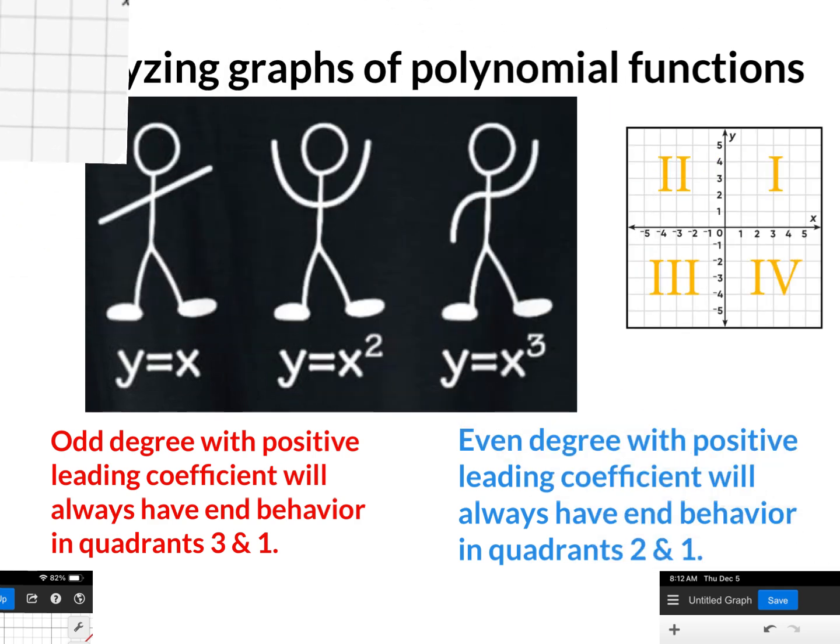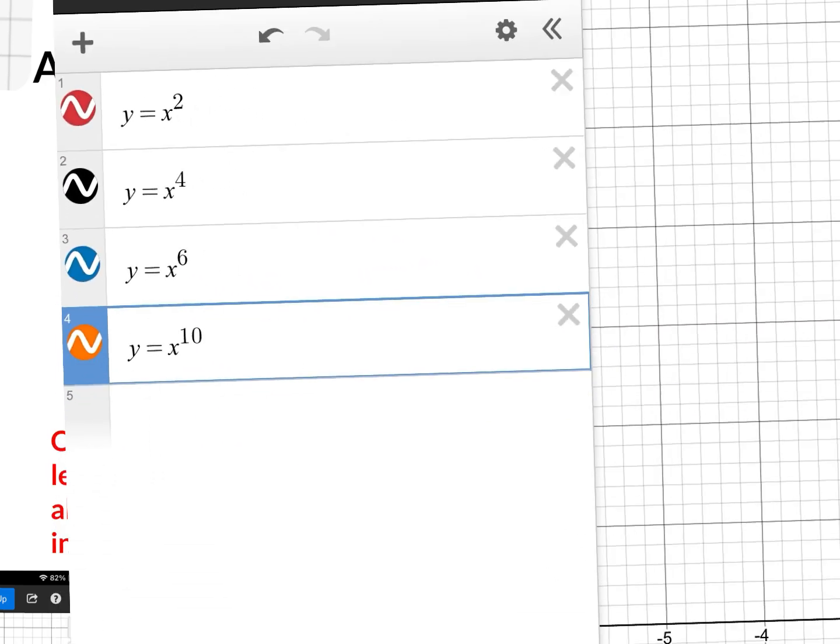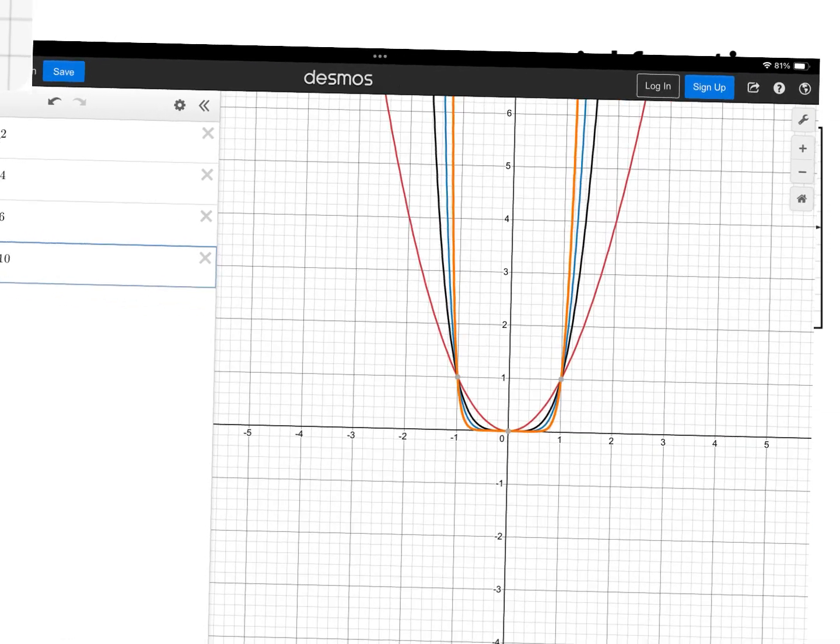Okay, so even degree functions with positive leading coefficients will always have that end behavior in quadrants 2 and 1, okay? Now, we already know the most basic even degree function, a quadratic, the parent graph of a parabola, y equals x squared. And actually, yesterday, we graphed a bunch of different even degree functions. This is from yesterday. We graphed x squared, x to the fourth, x to the sixth, and we saw that all of them end up with that same end behavior in quadrant 1 up here and quadrant 2 up here.